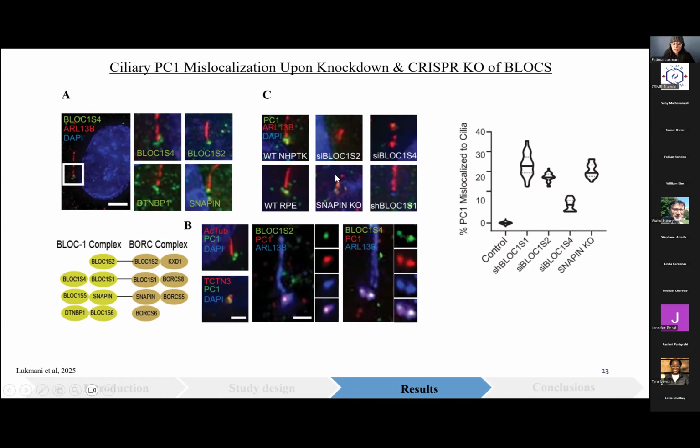And what we found was sort of what we expected also, is that although the total protein levels of polycystin 1 remain unaffected, its localization to the primary cilia definitely in this case gets disrupted. So you see the disappearance of PC1 from the base of the primary cilia here.